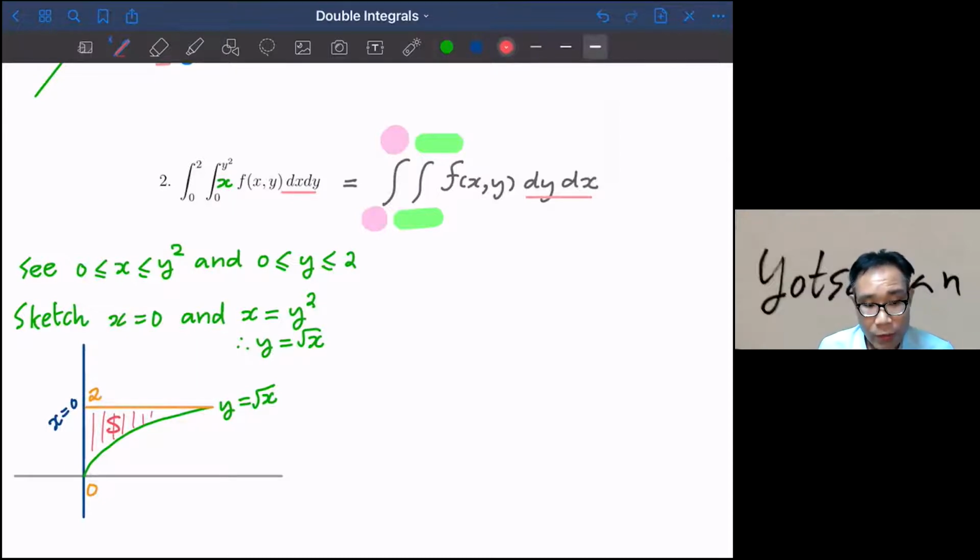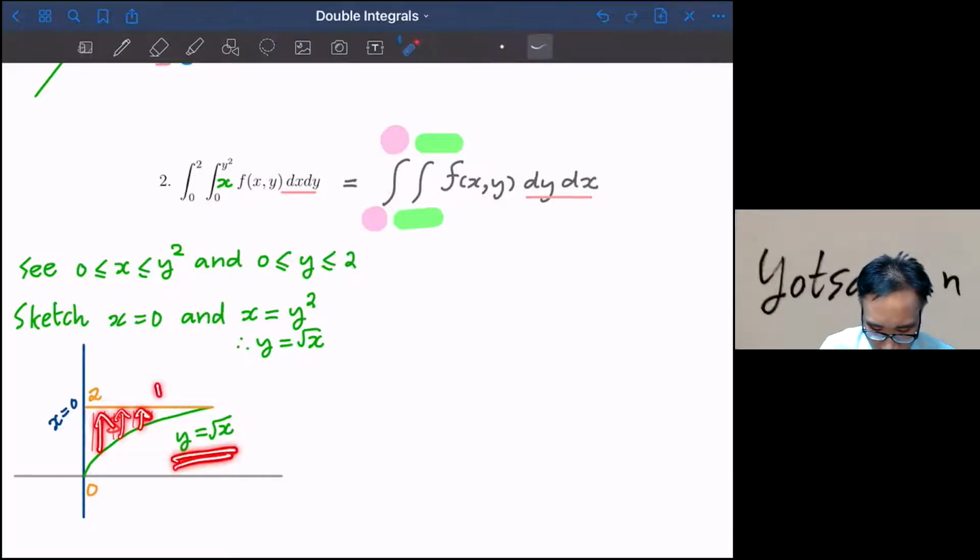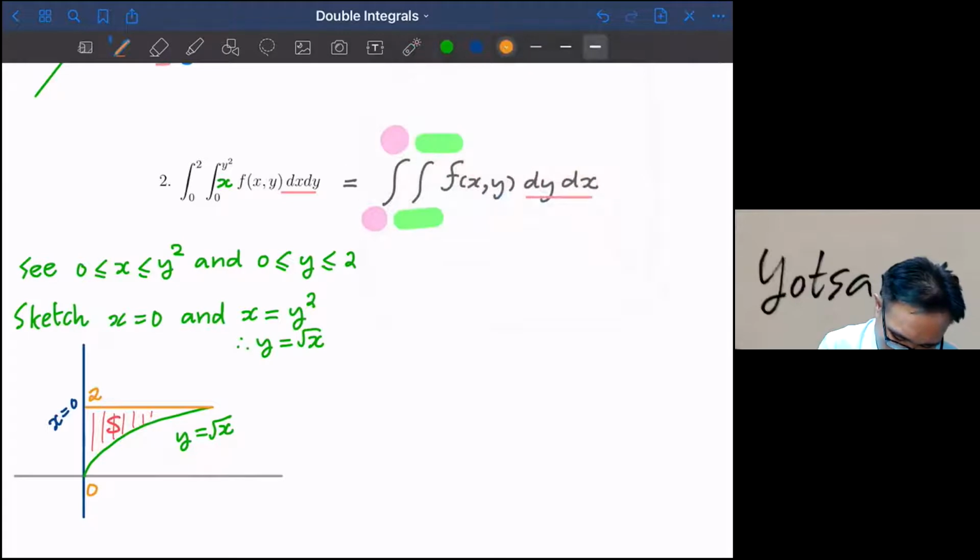And when you have this region, you're going to write y inside. So y equals root x is going to run in this form, like this. So it's going to be y equals root x, and y equals 2 up here, which is just a constant line. From up here, the orange one has equation y equals 2.